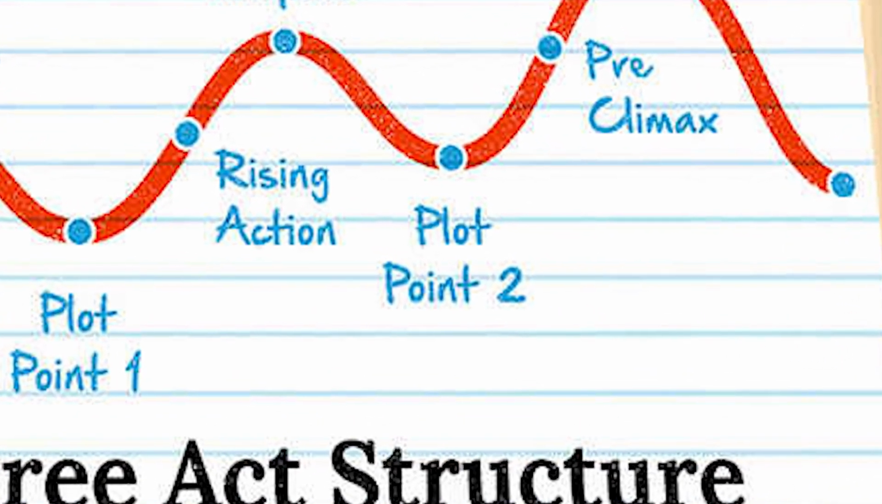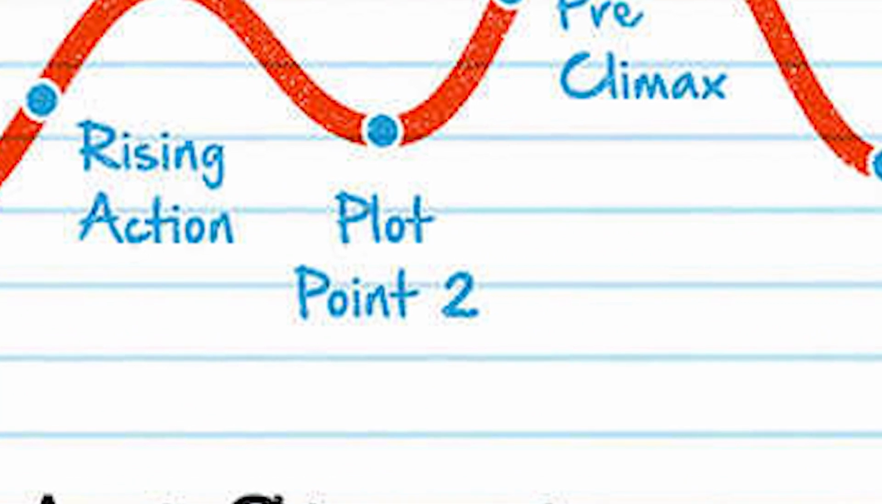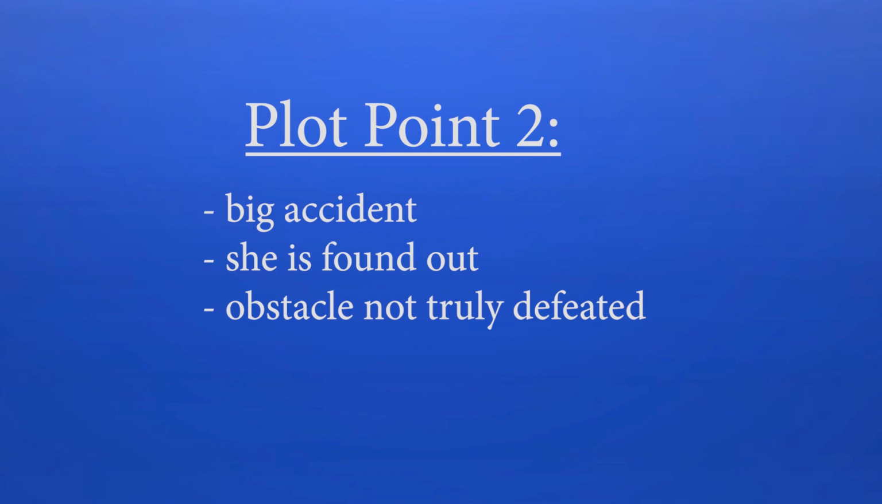The second plot point is referred to as the catastrophe, where this is the low for the protagonist. Just as they thought they were making progress, the midpoint threw them off their goal. After a big accident occurs, she finds herself hurt, and everyone finds out who she really is. Everyone's surprised. She now has to put shame on them and everyone she cares for.